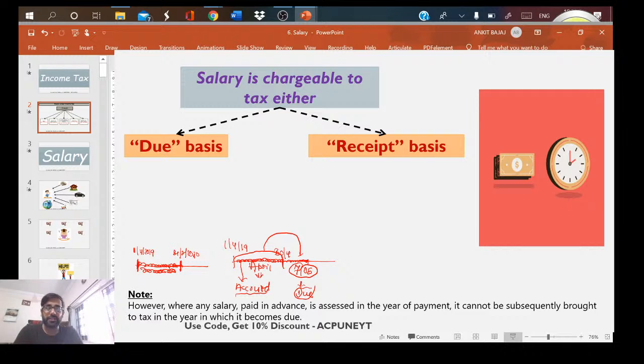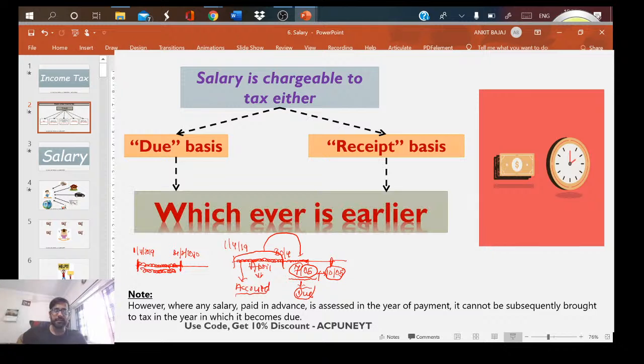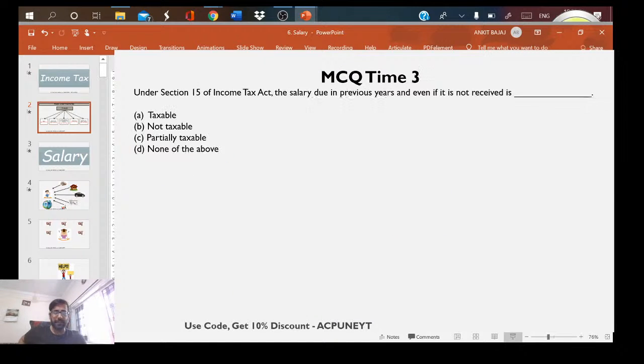But actually you are receiving your salary, let's suppose, on 10th May. There is a delay from the employer side and you are receiving your salary on 10th May. In this case, whichever is earlier will be taxable. So your salary is liable to tax on 7th May. This is how you have to learn this thing. Salary is chargeable to tax either on due basis or receipt basis, whichever is earlier. Is it clear? Okay. Now next point, we are having MCQs.